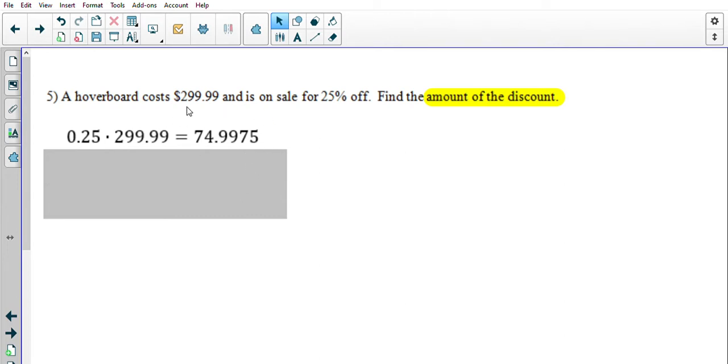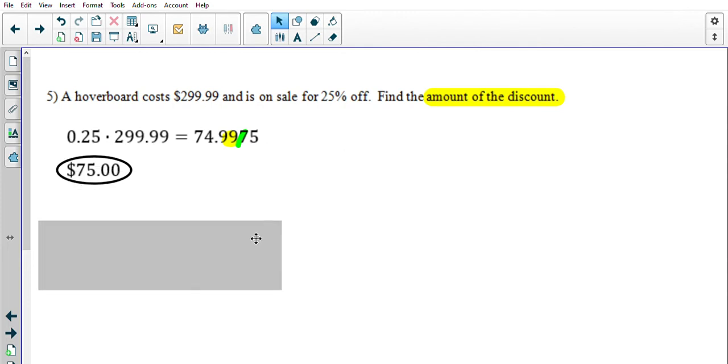That's the amount of the discount. That's the amount we're going to save. If we round it, it's 74.99, and then the next digit is a 7, so the 99 cents has to round up, so this ends up being $75. Again, pay attention. It's asking us for the amount of the discount, not the final price after a discount. You could find the final price after the discount, subtract from $299.99, but again, it's an extra step.